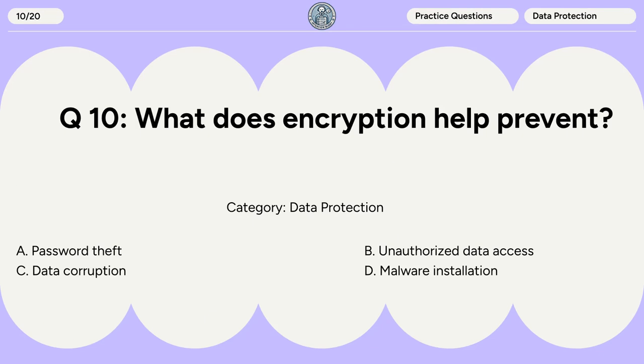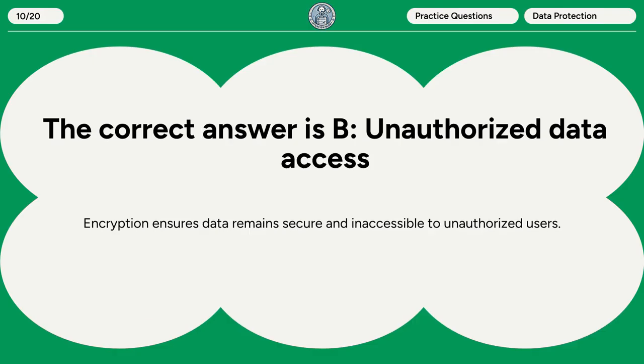Question 10. What does encryption help prevent? A. Password theft. B. Unauthorized data access. C. Data corruption. D. Malware installation. The correct answer is B. Unauthorized data access. Encryption ensures data remains secure and inaccessible to unauthorized users.